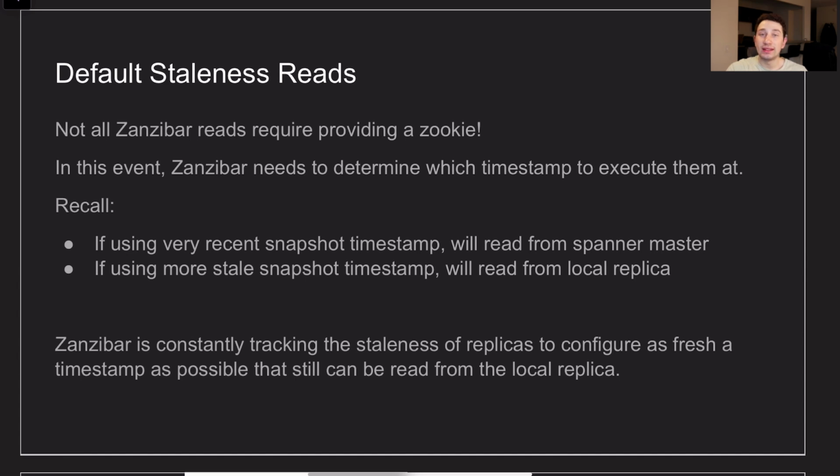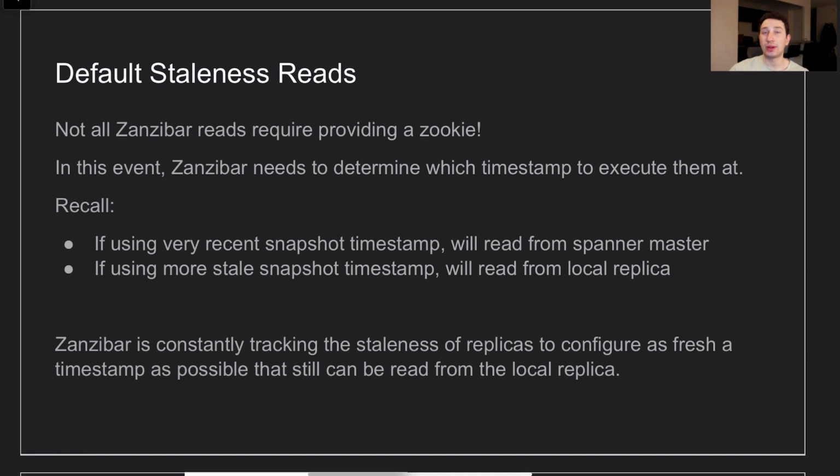The idea is if Zanzibar doesn't know exactly what snapshot to execute the read at, it can basically choose one for you. And if it can choose one for you, it wants to choose one that's going to keep the latency low. So if it says, I want you to read from too recent a snapshot, then maybe you won't be able to do a read from your local replica. Maybe you'd have to go to the master.